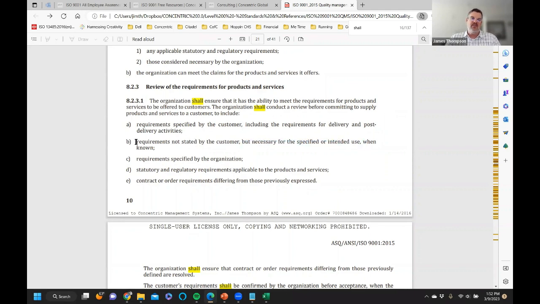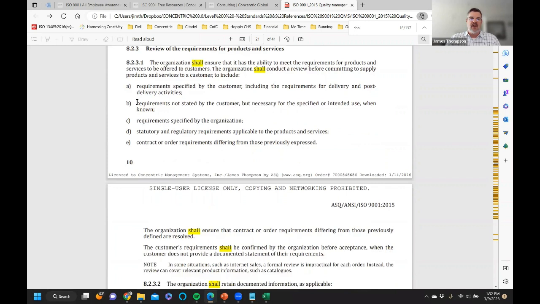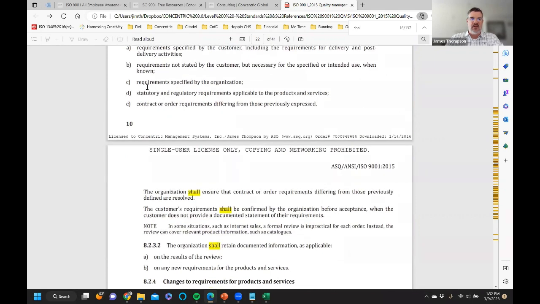So back to the rental car thing, the rental car company needs to know, hey, is this going to be a round trip rental or a one-way drop? These are things that you need to flush out in your relationship with the customer to understand the customer requirements, either for the products and services.